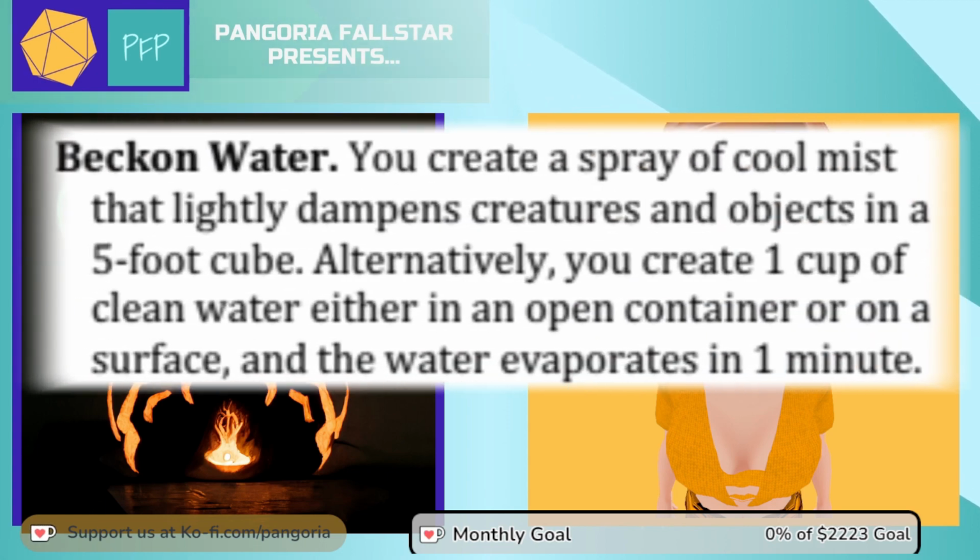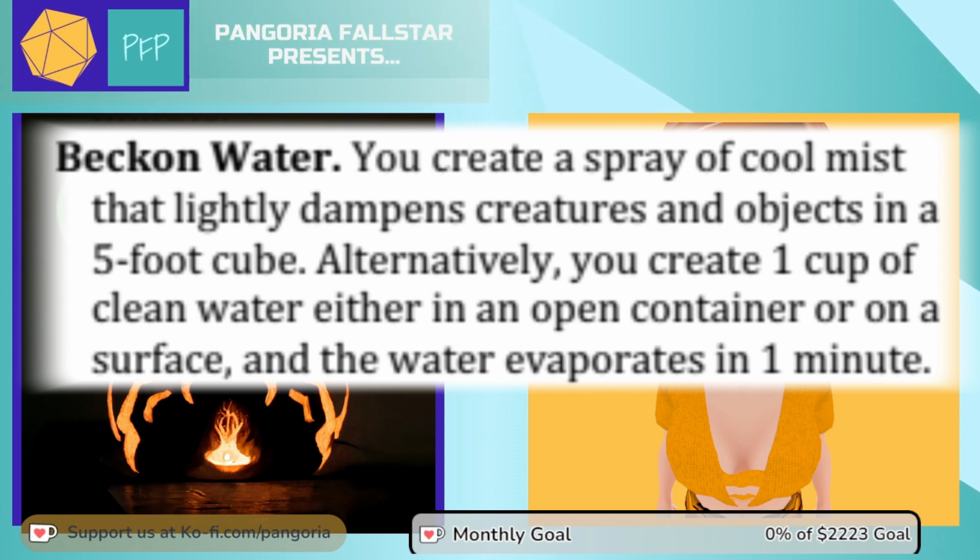Beckon Water, I think, is one of the strongest things that this does. Because it makes a cup of clean water, or because it lightly dampens? It's a spray of cool mist, which means you can cool mist yourself in the desert, and it dampens creatures and objects in a 5-foot cube. You can also make a cup of clean water that evaporates after 1 minute. I don't know what that means in the case of you drinking the water.